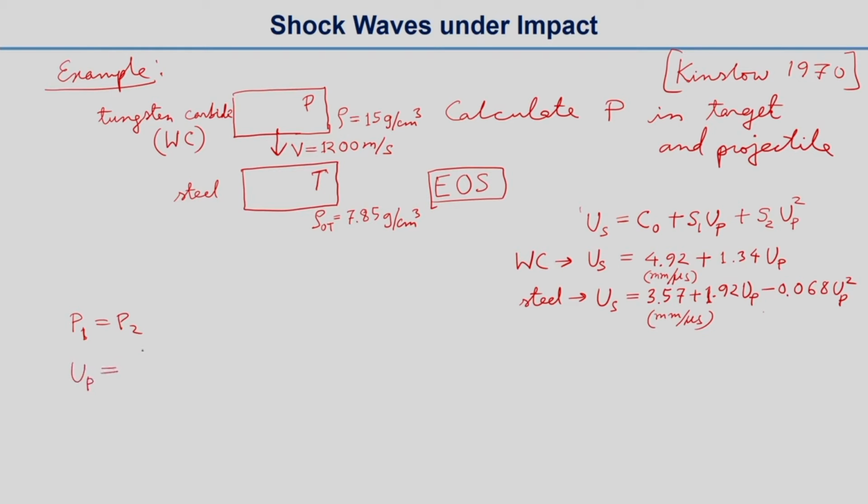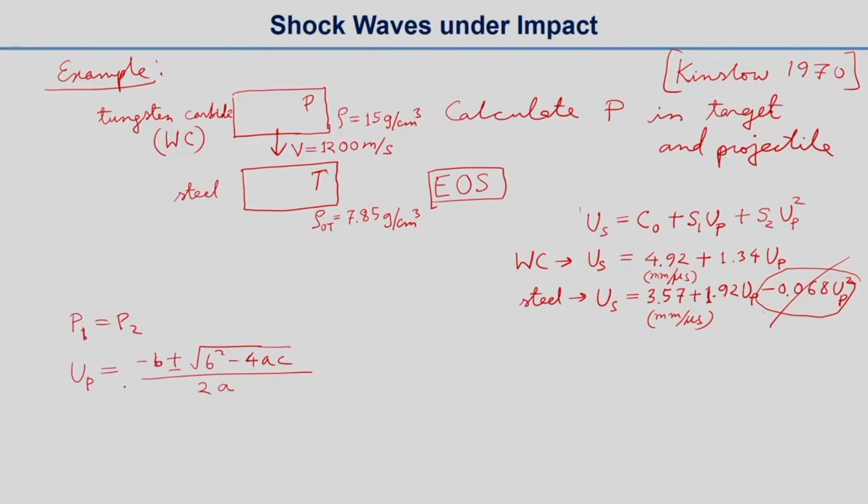That will give us the expression for UP, a little complex expression: minus B plus or minus the root of B square minus 4AC, the root of the quadratic equation, divided by twice A. We will write what is A, B and C here, but again I want to tell you, in this case we will ignore this quadratic term, because that will make our calculations simple. This is what we discussed in the last class.